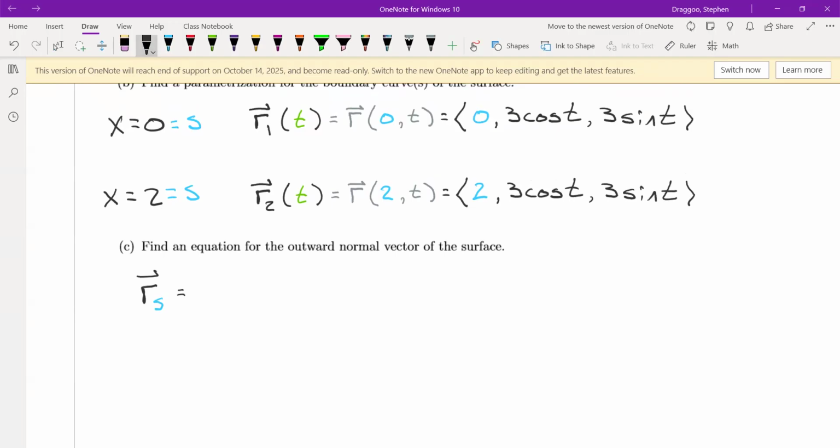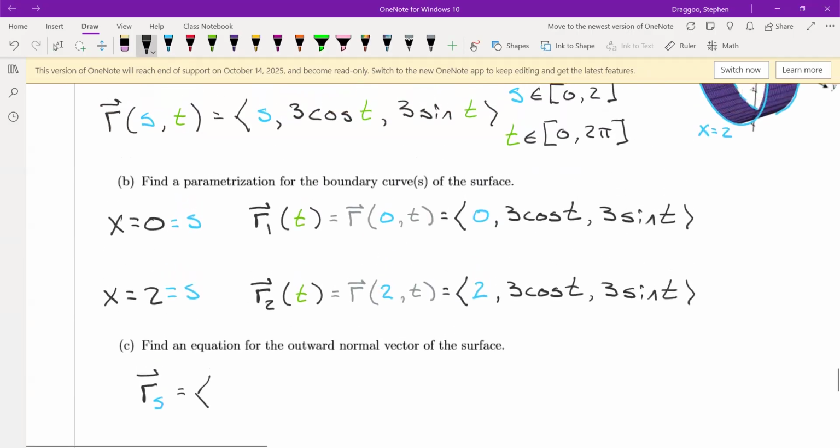Tired or something. Anyway, r partial s, I need a derivative of the parameterization. So I'll pull that back on screen there at the top. Well, the derivative of s is 1. Then both 3 cosine t and 3 sine t have no dependency on the s parameter, which means their partial derivatives with respect to s are going to both be 0.